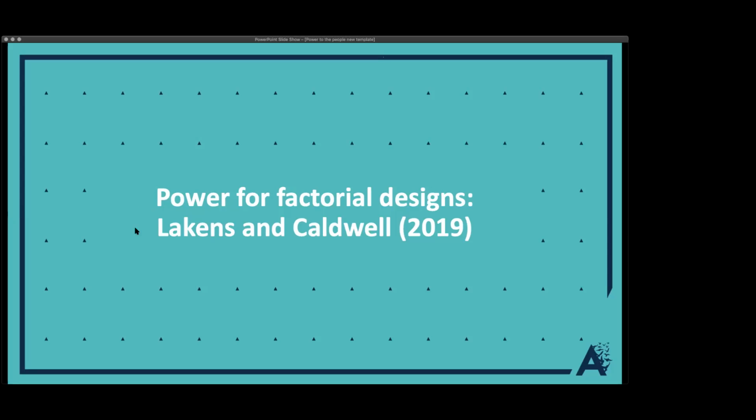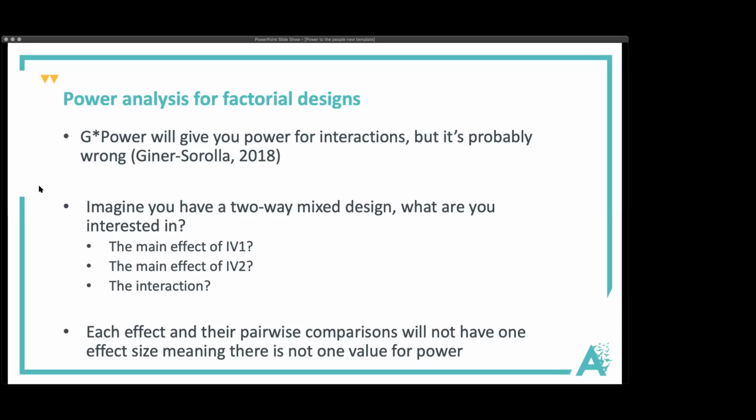So we're going to see how we can then apply what we've learned to a factorial design. So for example, if you've played around with G-power, you might notice that it will try and give you power for interaction. So if you look at like F-tests, and you can see like a big drop-down menu of all these different types of tests. So it will give you some values, and I've used it in the past very badly, but it's probably wrong. So in the references, it's this blog post by a guy called Roger Gina-Sorolla.